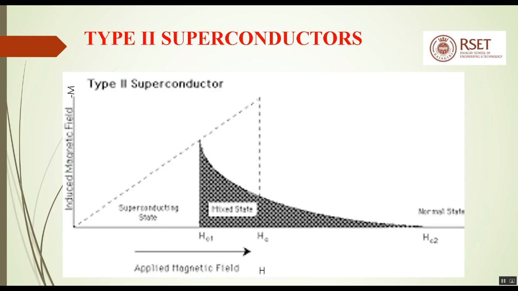Thus it is very clear that you can still use the specimen as a superconductor until the upper critical magnetic field value, in contrast to a type 1 superconductor where the specimen behaves as a superconductor up to a very small value of magnetic field Hc.